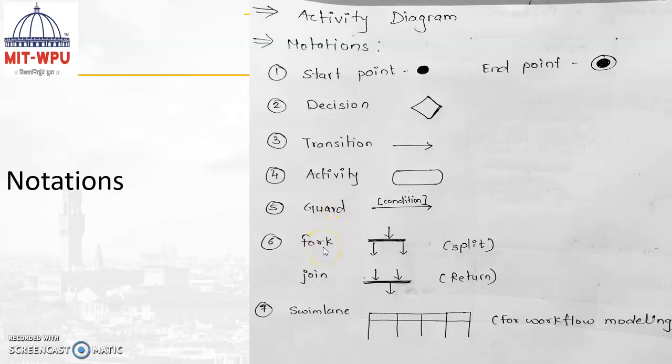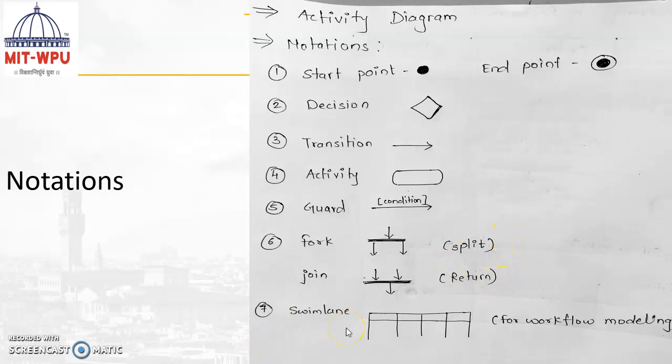Next notation is a fork and join. Here, the meaning of fork and join is when two activities want to split and need to execute in parallel, you can represent that with this notation. And the same activities, when you want to join once you are done with your execution, we can represent with the help of join. So that is nothing but just split and the return.